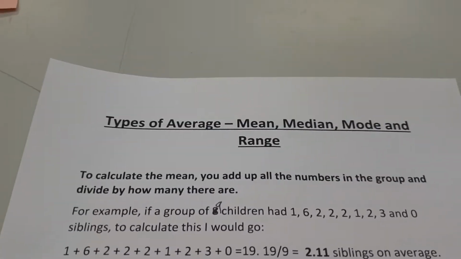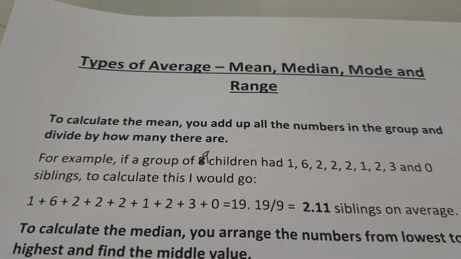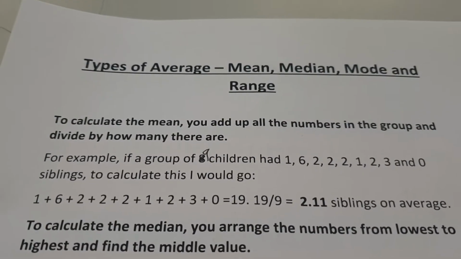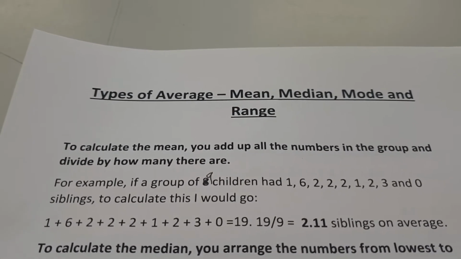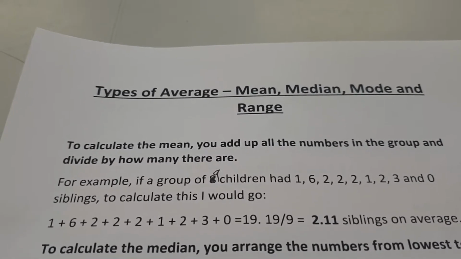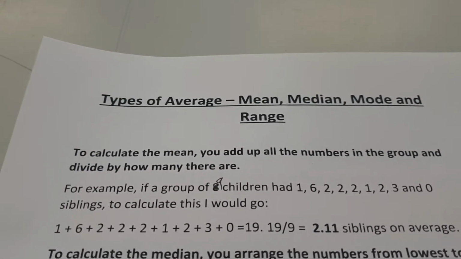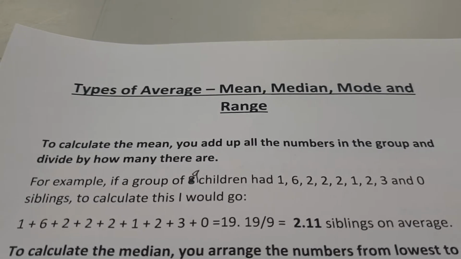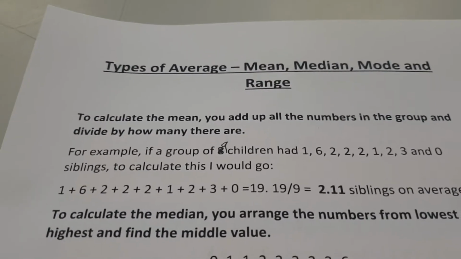There we go. So if I add it up, it's 19, and then I do 19 divided by 9, giving 2.11 siblings on average. Okay, so that's the mean value. And again, I've calculated that by adding together all of the numbers and then dividing by how many there are. So I added them up, which made 19, and I divided it by 9, which made 2.11.